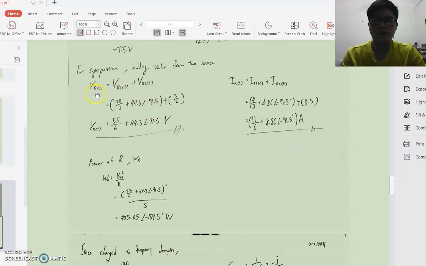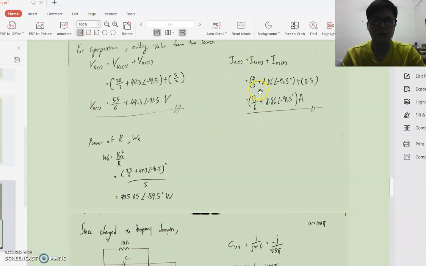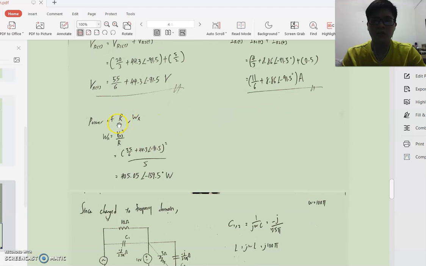So next we find out the current across the resistor 2. Then we can find out the total current for these two resistors. We just add the values together, so we can find out the voltage across the resistor, and the current across the resistor, and the power across the resistor.